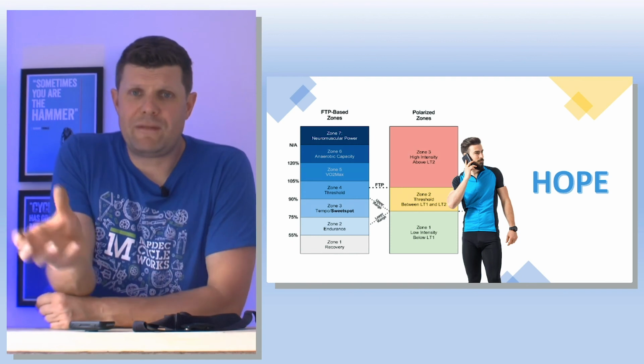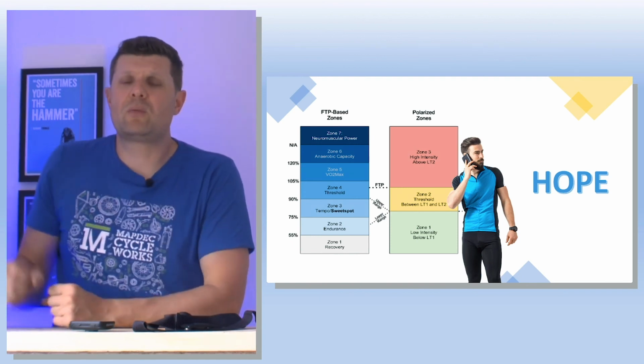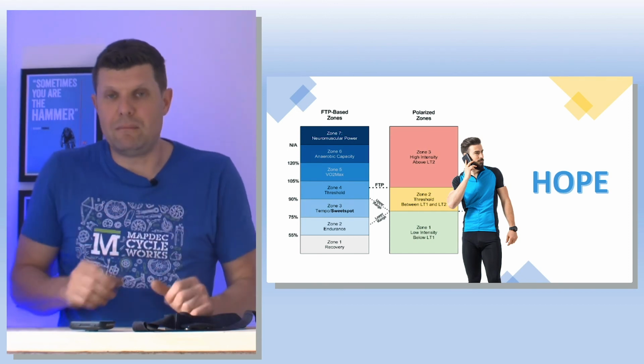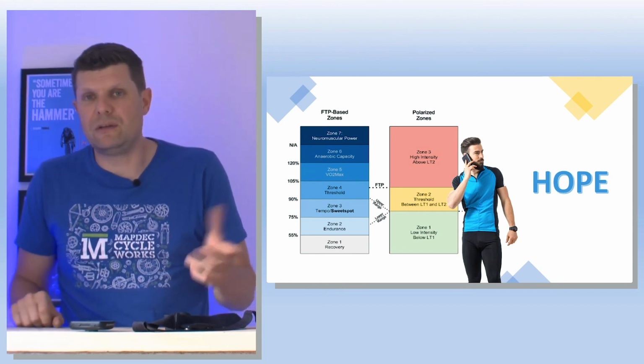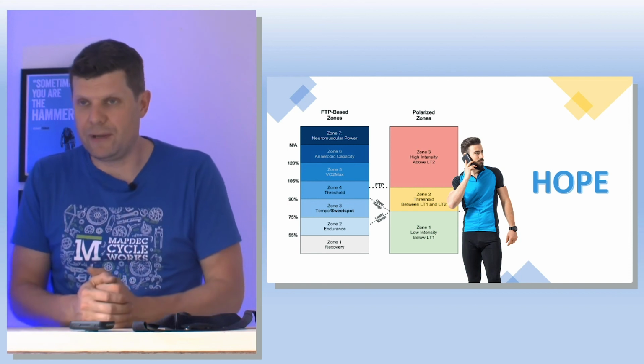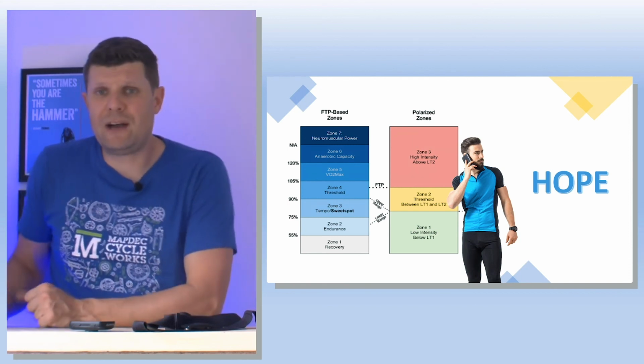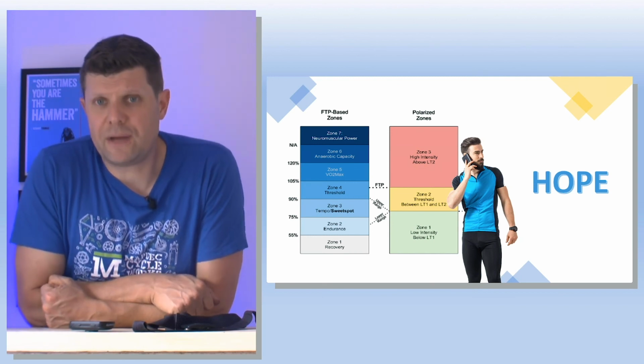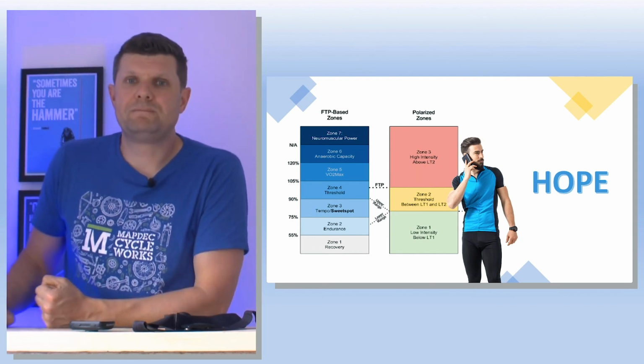It's great if you're following a polarized training model where you're working either very, very easy or very, very hard. You try to miss out that moderately hard bit in the middle, that zone 3, 4 tempo threshold area. So go and check it out, or let me know in the comments below whether you want that to be the contents of a future video. I'll be really keen to know.